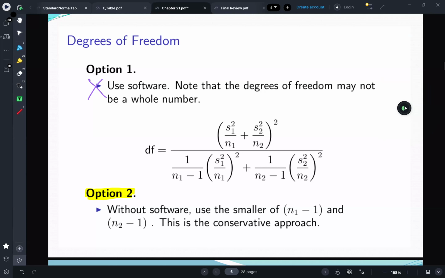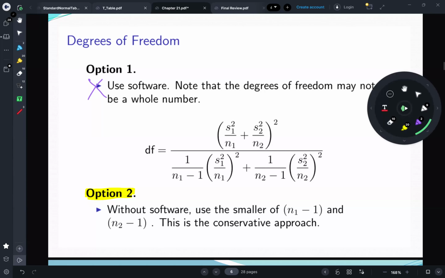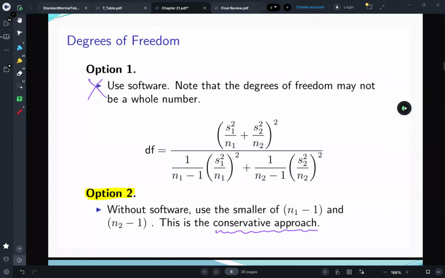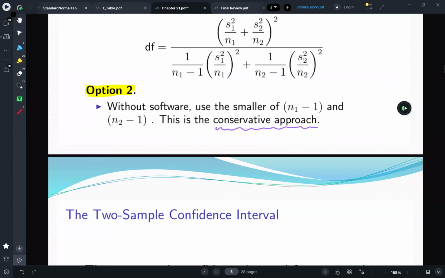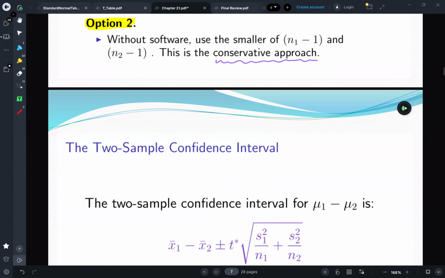So without the software, we use the smaller of the two, and this works really well. It sounds like we're kind of bypassing the sophisticated software formula, but it still works really well for our purposes, gives us really good estimates from the table. And we call that the conservative approach. So you'll see with the examples how we do it. All right. So we don't have software for the exam, we use that.